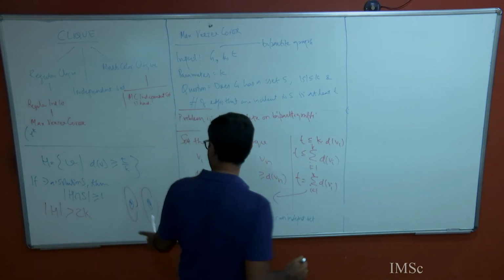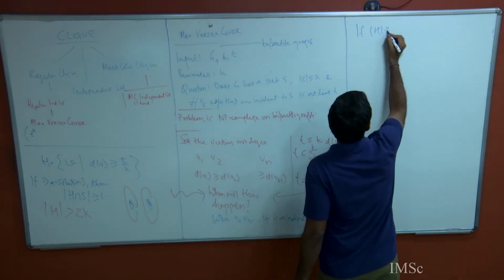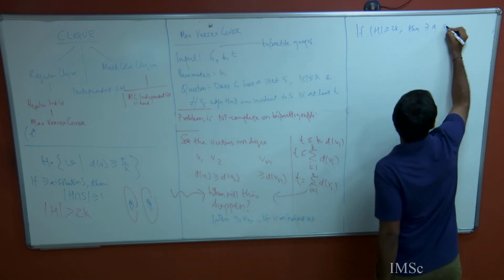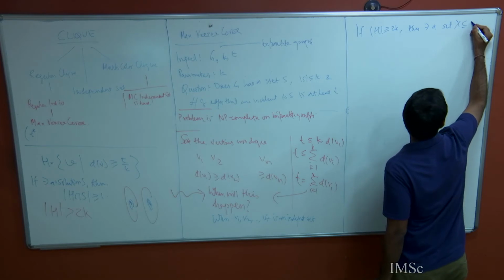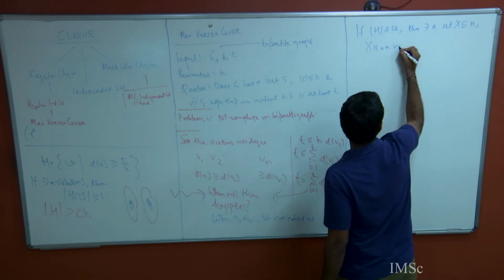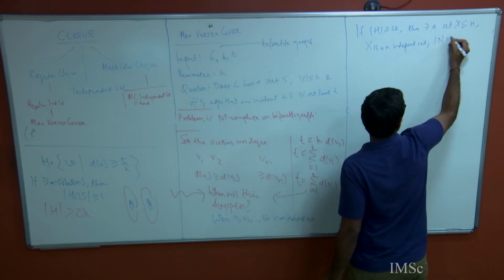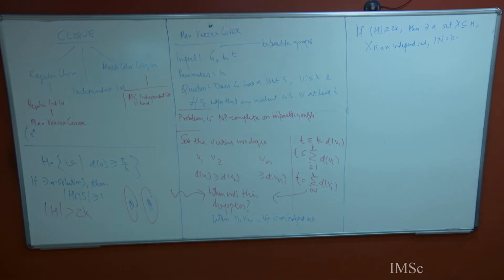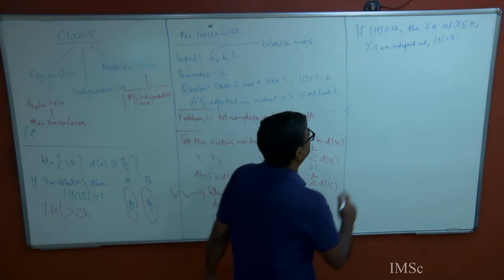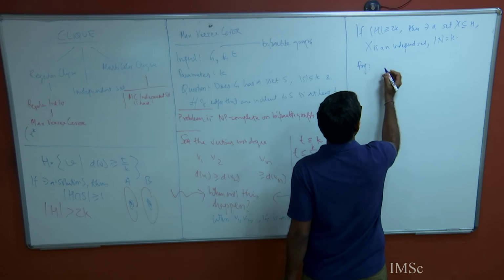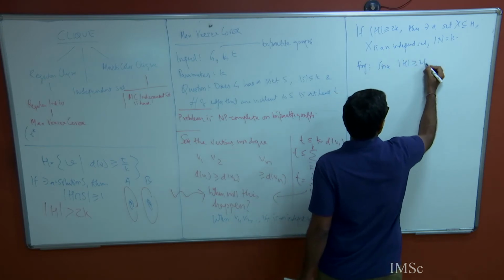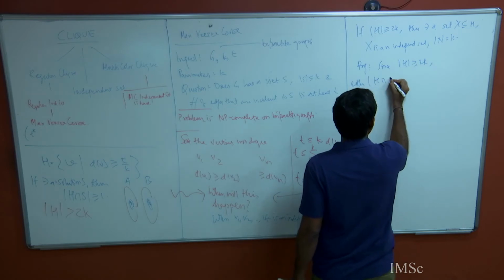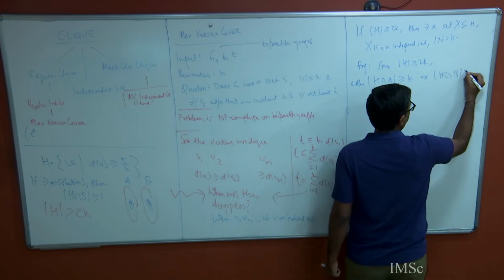So what are we saying? If H is more than 2k, then there exists a set X, a subset of H, such that X is an independent set and |X| equals k. That's all that I am saying, right? If my number of high degree vertices is at least 2k, by the pigeonhole principle, at least one of the parts must be at least k. So if my bipartition is A, B, the proof is very simple. Since |H| is at least 2k, either H intersection A is greater than or equal to k, or H intersection B is greater than or equal to k.